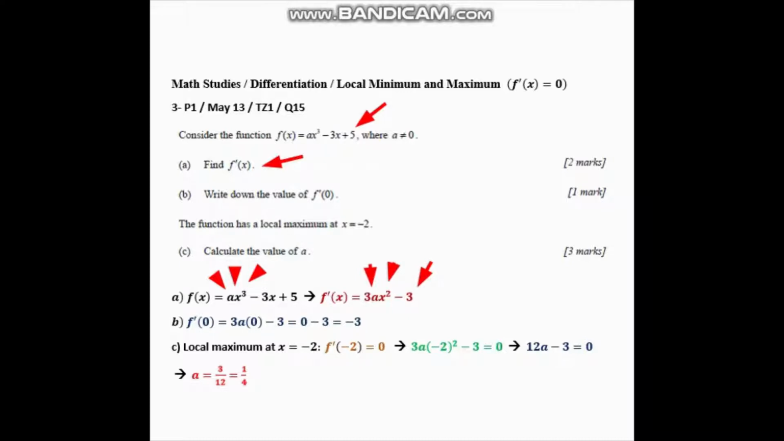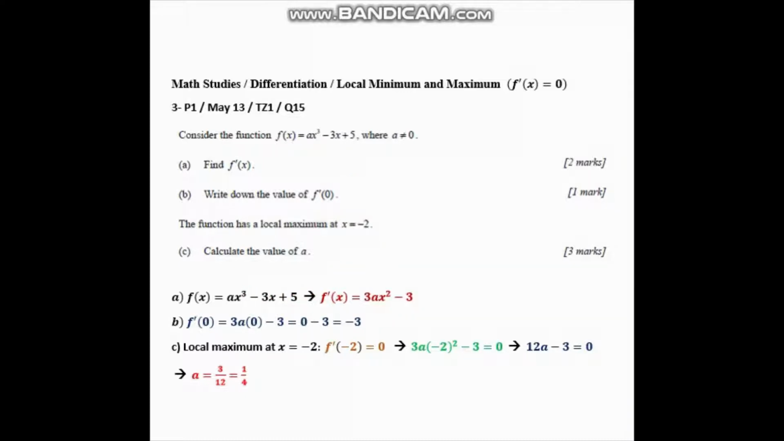So in question B, we are required to find the value of f dash of 0. F dash of 0 is obtained by setting x to 0 in all of the equation, hence x squared here becomes 0 squared, or just 0. So 3a times 0 minus 3 equals 0 minus 3, which gives us negative 3.